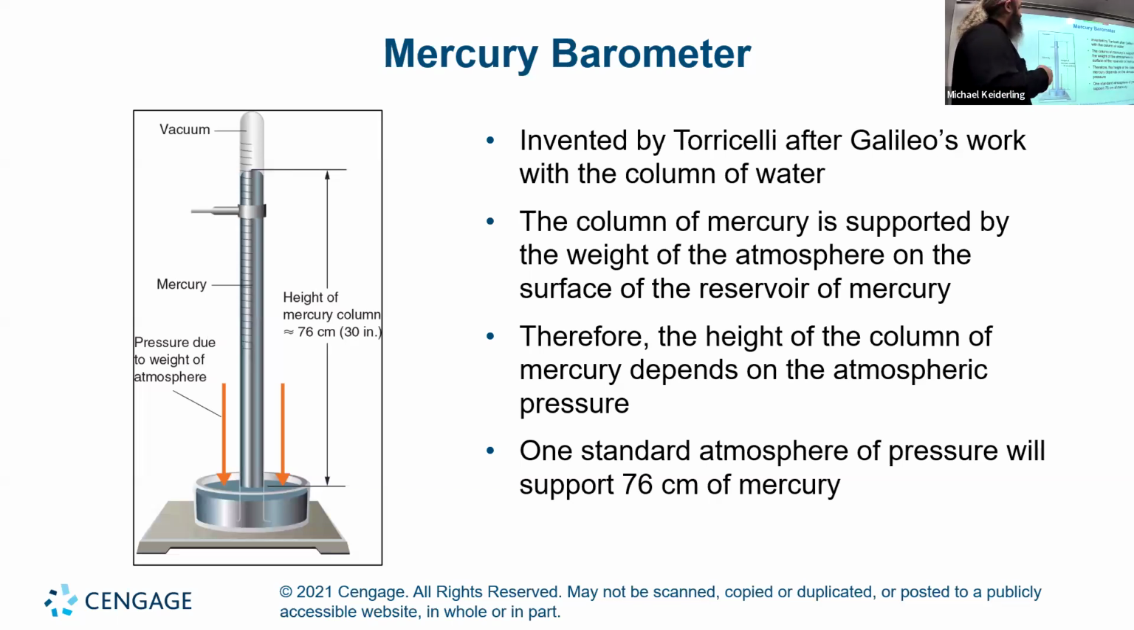And the column of mercury gets supported by the weight of the atmosphere on the surface of the reservoir of mercury, and therefore the height of the column of mercury depends on atmospheric pressure. And one standard atmospheric pressure will support 76 centimeters of mercury. Now this is awkward because it's a more than 30-inch long tube of liquid mercury that's exposed to the atmosphere. It's just an awkward thing to deal with.